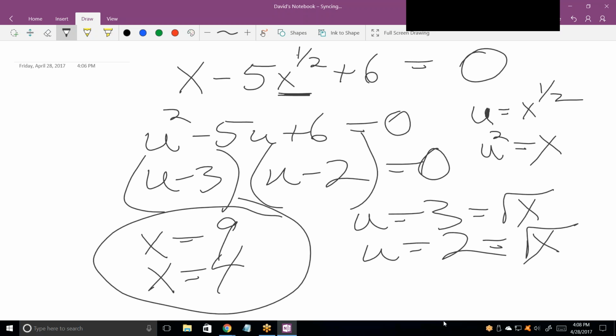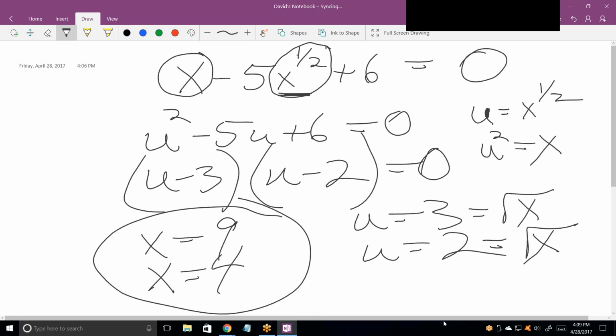So you're substituting u for x to the 1/2. That makes sense. And you could do that even if it was larger, like if it was x to the 4th, minus, and that could be x squared. As long as this is the square of that, then you can use this technique.